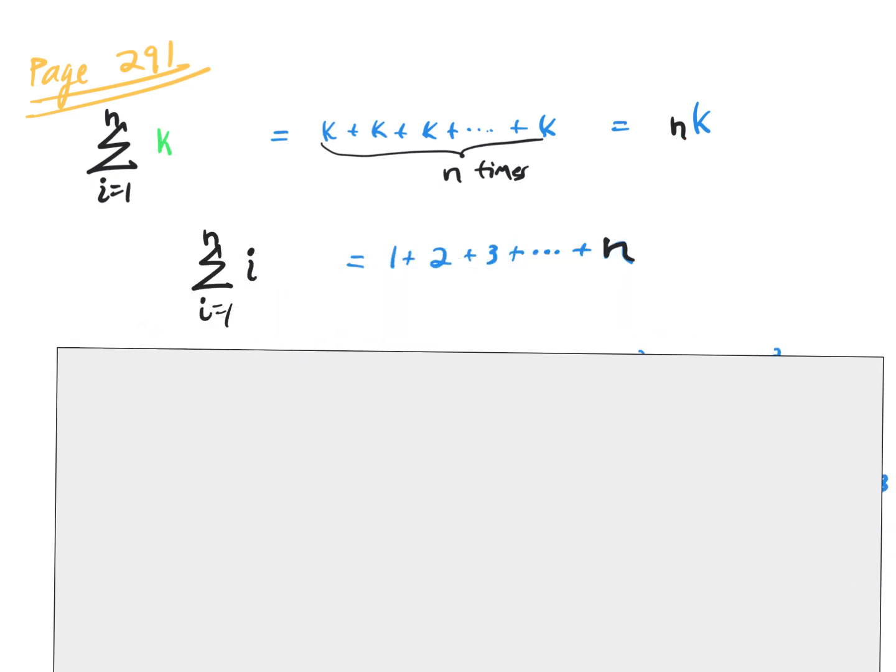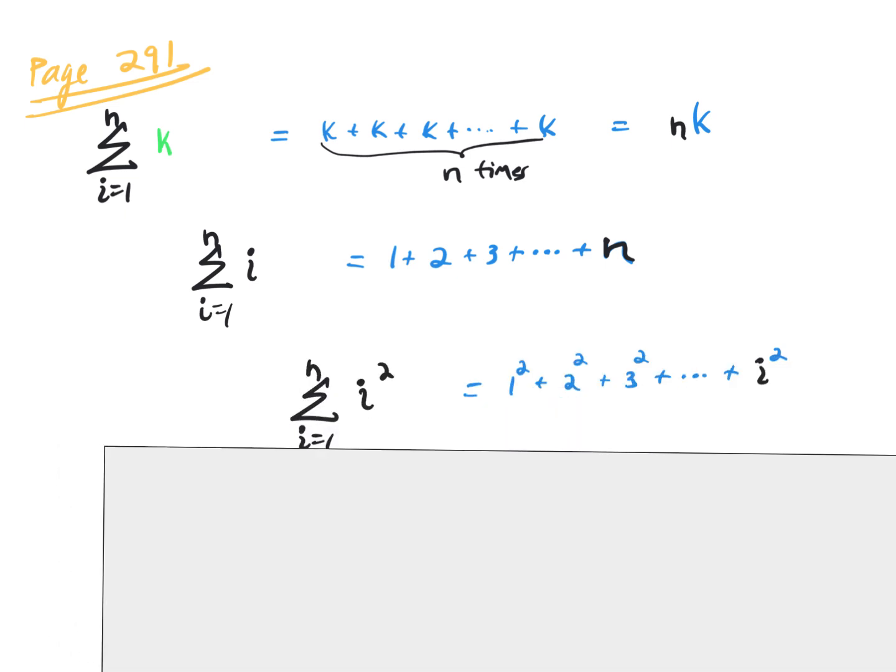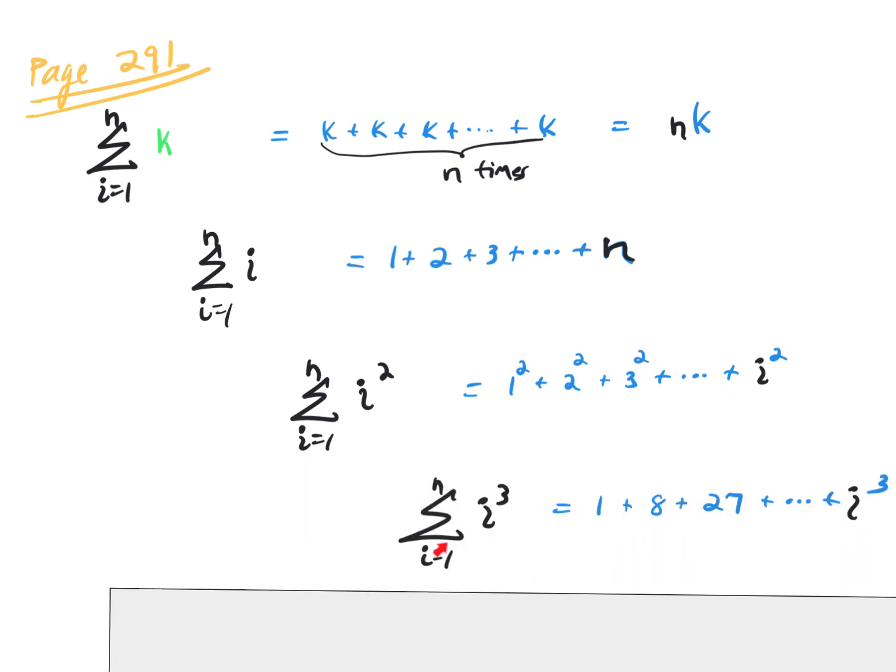What about the summation as i goes from 1 to n of i? Well, now the index is actually changing in the expression. So this is 1 and then 2 and then 3, and we add up those values. We could also talk about the sum of the first n perfect squares. The summation as i goes from 1 to n of i squared would be 1 squared and then 2 squared, 3 squared, and so on, all the way up to i squared. We could also talk about the sum of the first n perfect cubes.